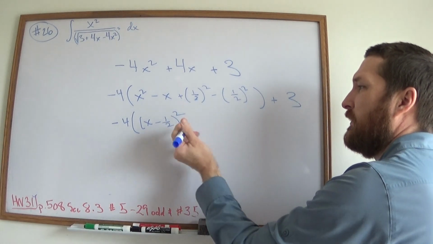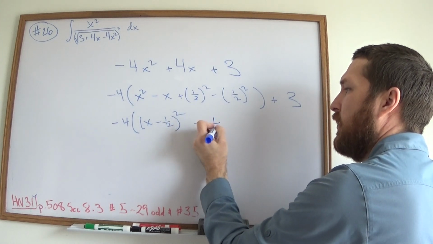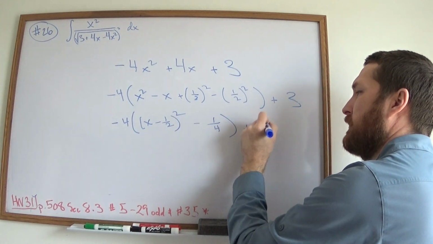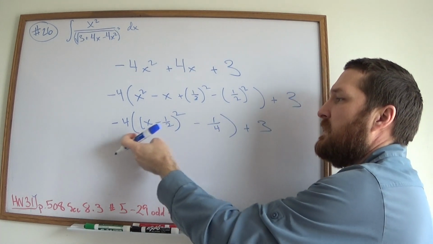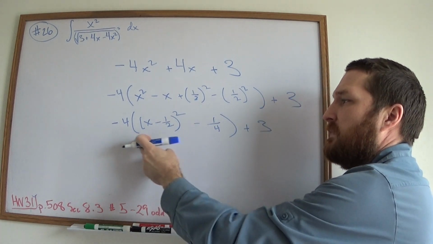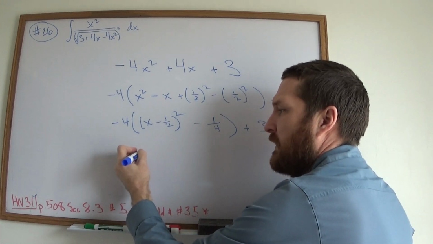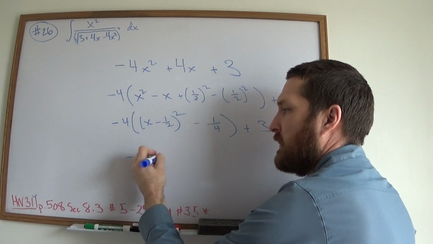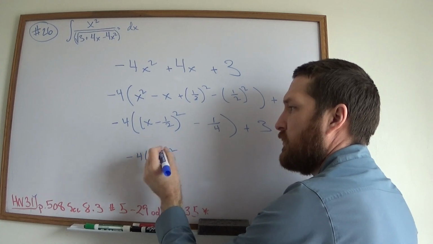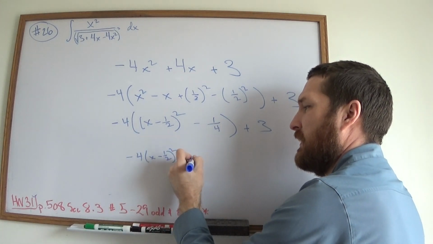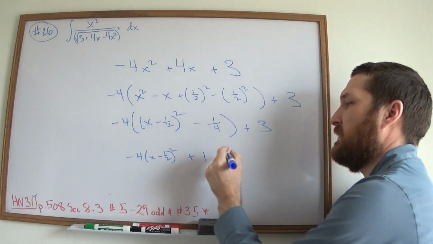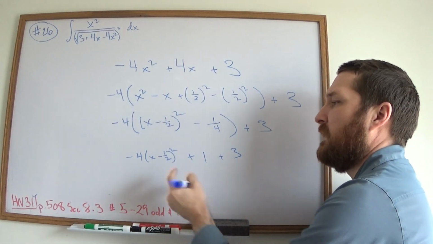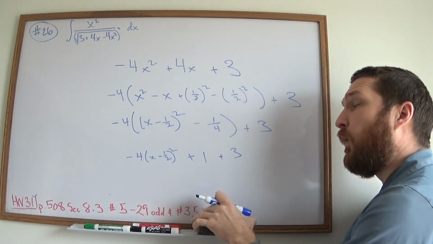And so I'm going to rewrite that as minus 1/4 right there, plus 3. We're almost there. I'm going to continue. I'm going to distribute this guy in. And so we have minus 4x minus 1/2 squared. Minus minus makes a plus. 4 divided by 4 is a 1. I can drop the parentheses. Plus 3 gives me this plus 4.